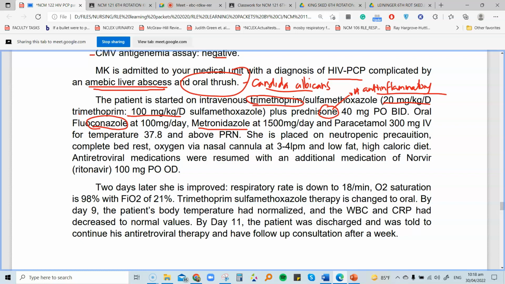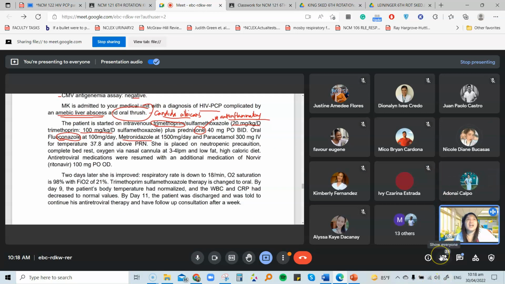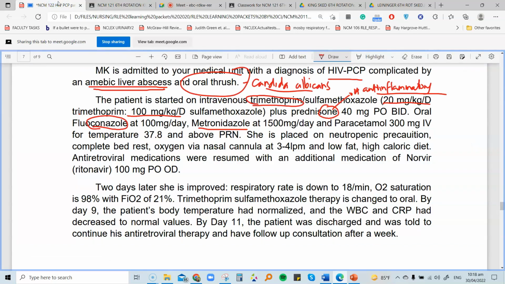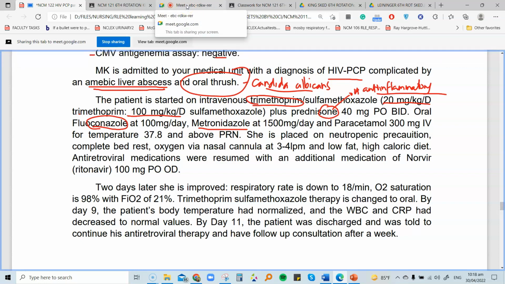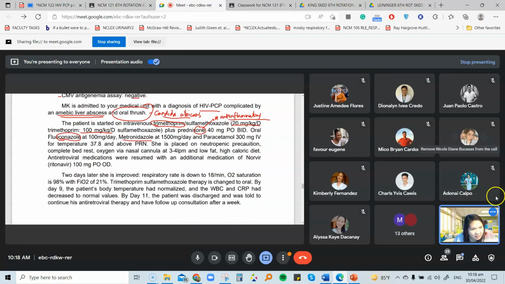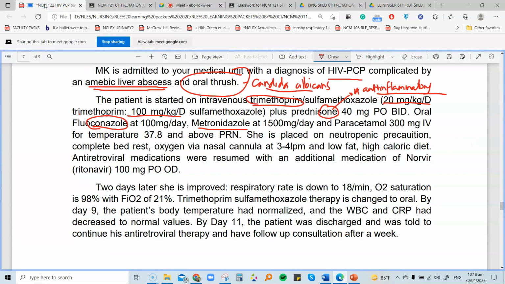Again, yes, any volunteer who would like to answer my question. What is the classification of metronidazole? Yes? Antibiotic. What particular antibiotic? What particular microorganism is it trying to kill? Yes, Miss Calpo? Yes, you're correct, Miss Calpo. Antiprotozoal. Correct. Sino yun? Mr. Kawis. Thank you very much. Antiprotozoal. Antiprotozoal antibiotic. Yan siya.